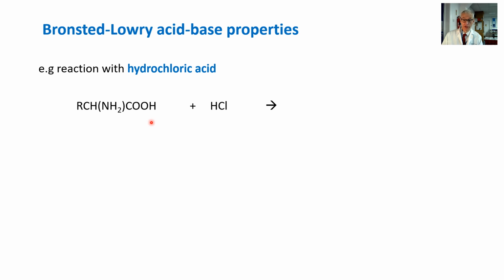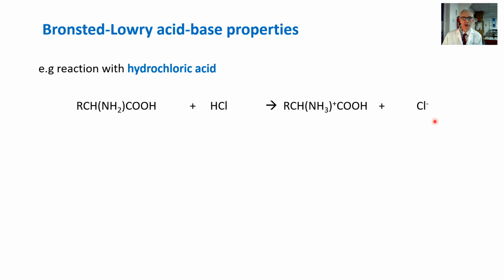Okay, so I'm going to reveal. The amine group is protonated. So the acid, hydrochloric acid, will donate a proton. The amine group of the amino acid will accept a proton to form the ammonium salt. Do not forget to balance the equation with the chloride ion.